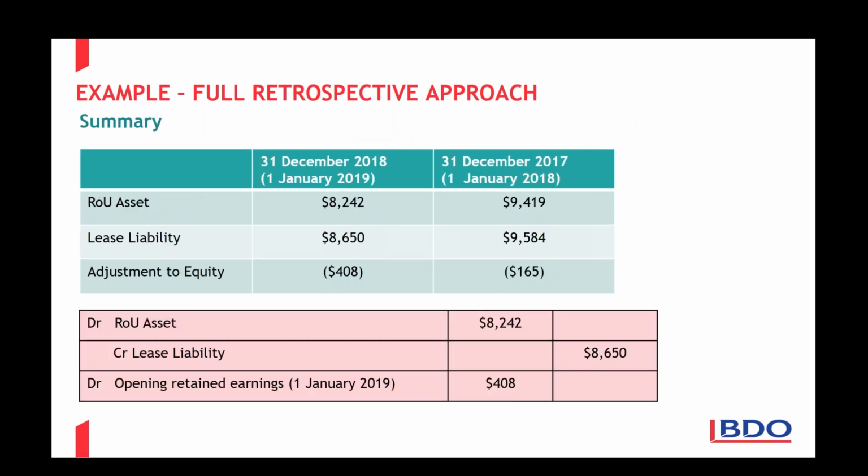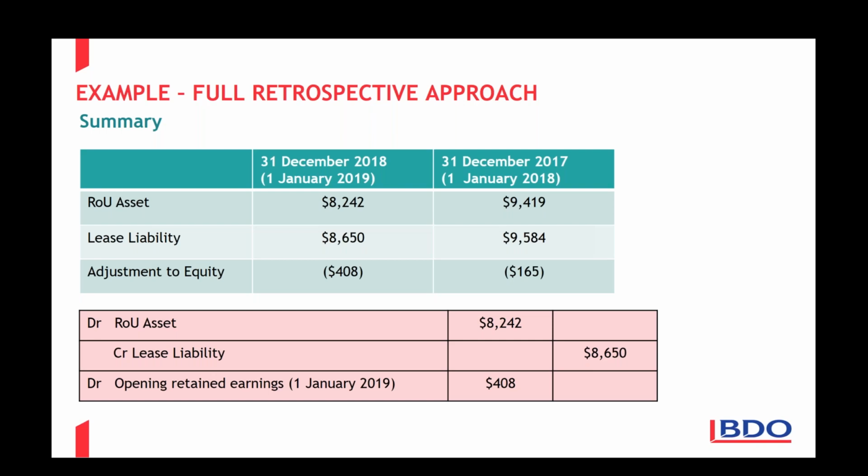So that's the summary of the information we've calculated. And this you have to do for each and every lease. So you would have said, okay, my right of use asset for this one lease at the end of 2018 was 8.2 million.